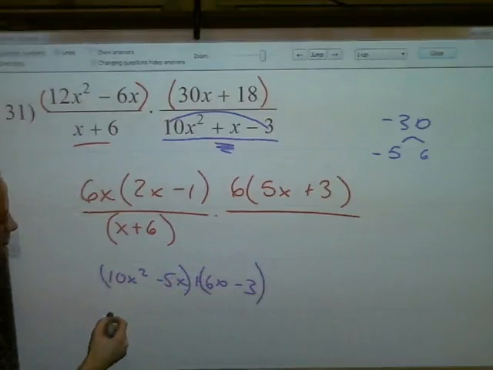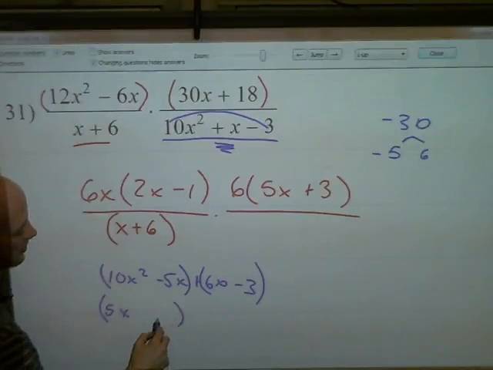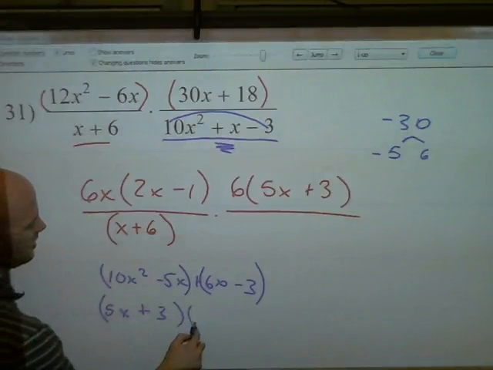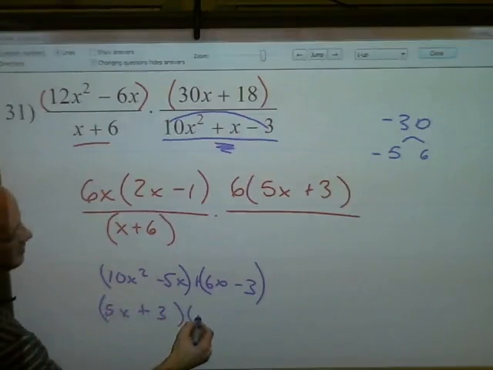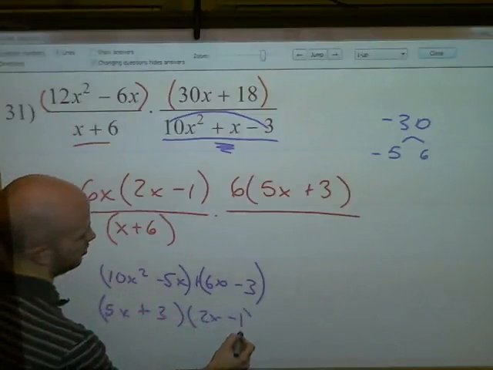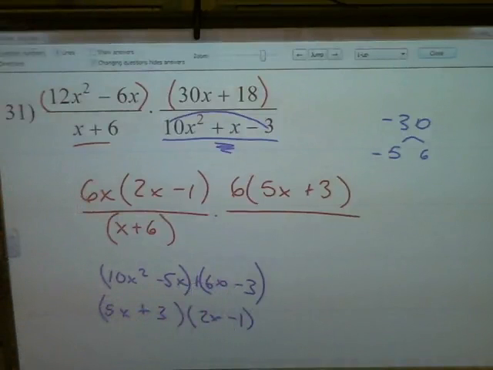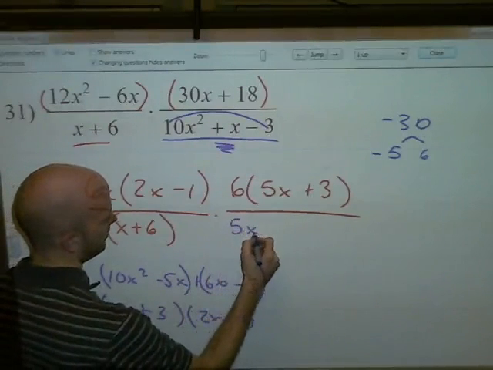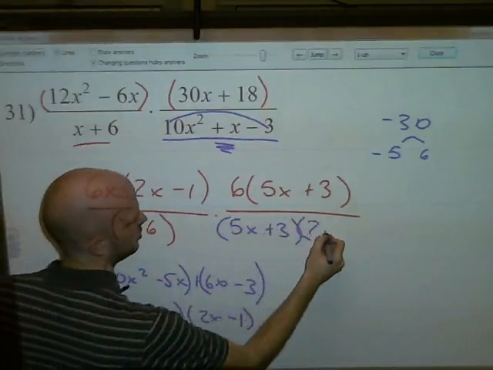I'm going to look at each group and say that in the first set of parentheses I'm able to pull out a 5x, and in the second set of parentheses I'd be able to pull out a 3. So this is going to leave me with 5x plus 3, and when I pull out a 5x from the first set of parentheses, that's going to leave me with a 2x minus 1. And it'll be the same thing in the second group of parentheses, that would be a 2x minus 1 as well. So a fully factored version of the bottom of this would be 5x plus 3 times 2x minus 1.